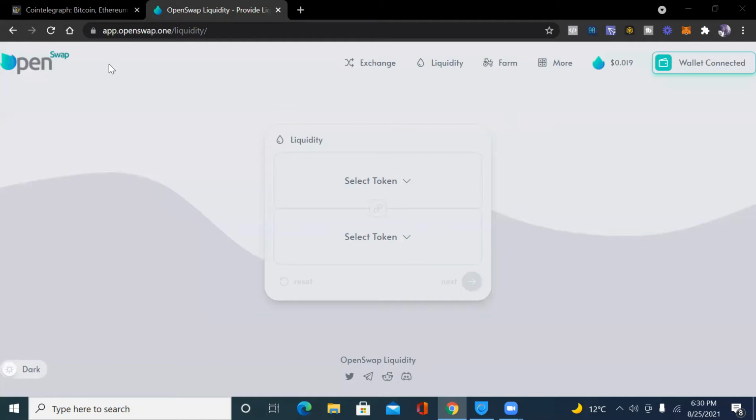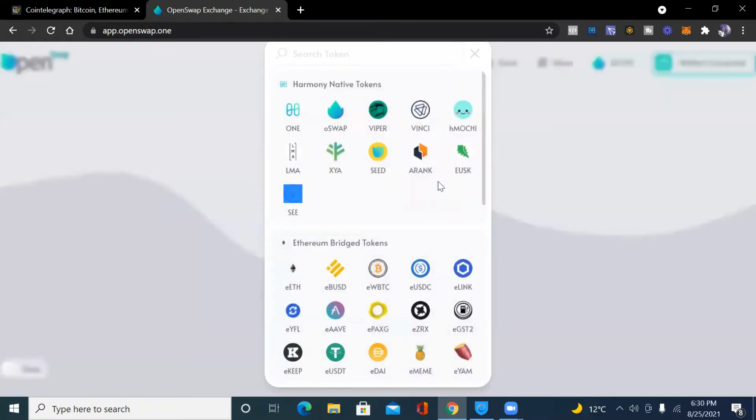So we're currently on OpenSwap, on the exchange part of it. Right now I like this setup. I like that it's new. Usually people try to copy SushiSwap or Uniswap, but I like this new layout. It's different from the other swaps and it gives you a new feel overall. So I'm already liking the simple layout that it has. Let's see what they have on there.